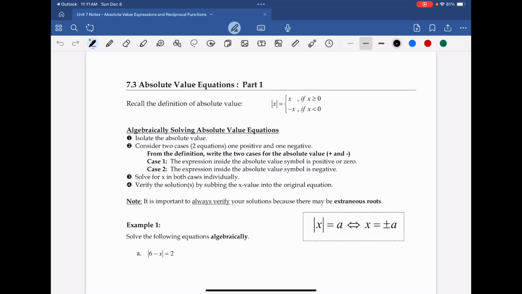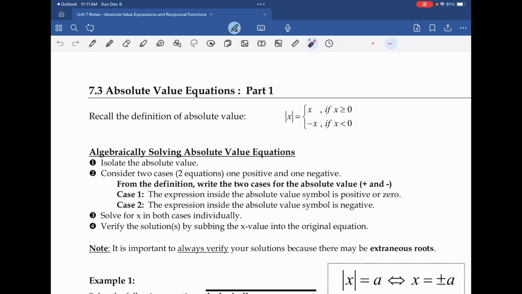All right, so now we move into lesson 7.3, absolute value equations part one. And we automatically want to start by recalling the piece of information that will be given to us on our formula sheet, which is the definition of an absolute value.